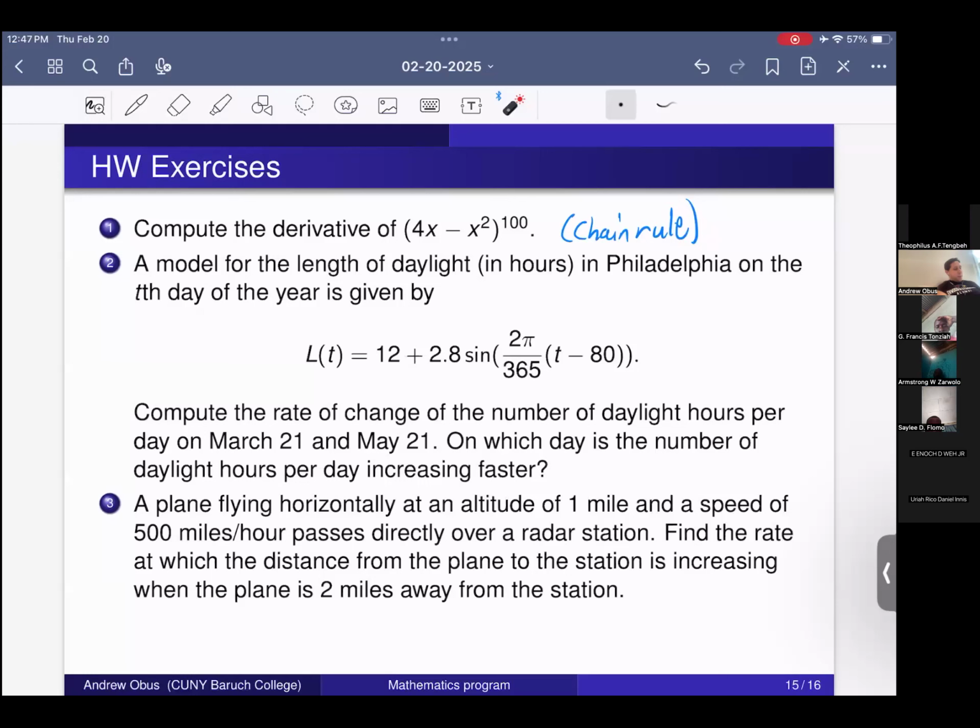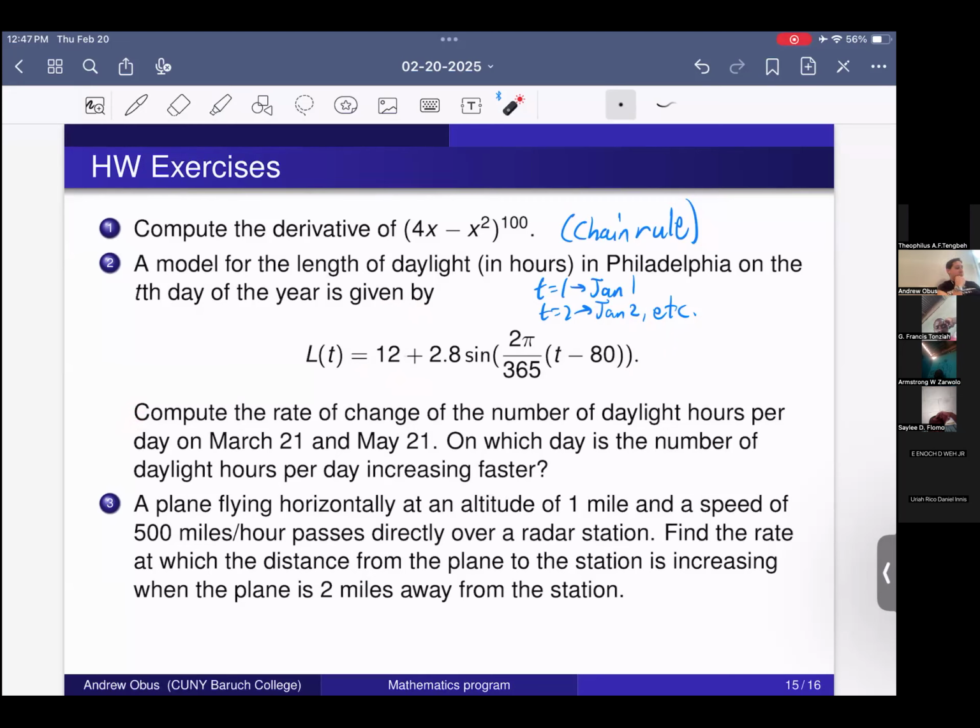Second problem is a little bit more involved. You have a model for the length of daylight in hours in Philadelphia on the t-th day of the year, given by L(t) = 12 + 2.8 sin(2π/365 (t − 80)). So this is a function where if you plug in t, the t-th day of the year, meaning t = 1 corresponds to January 1st, t = 2 corresponds to January 2nd, etc. If you plug that value in, then you'll get roughly how many hours of daylight there are in Philadelphia that day.